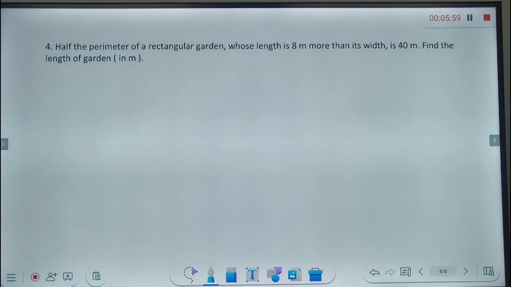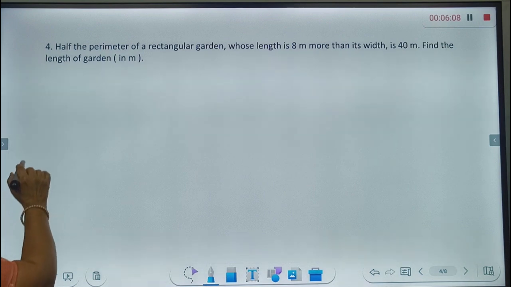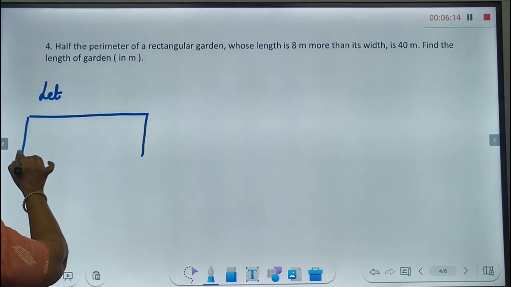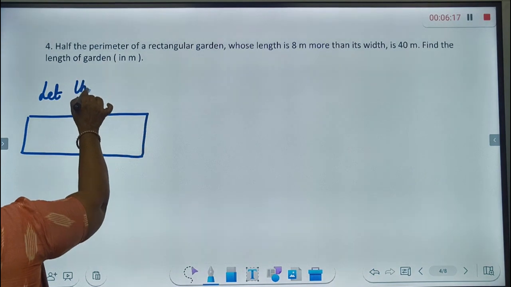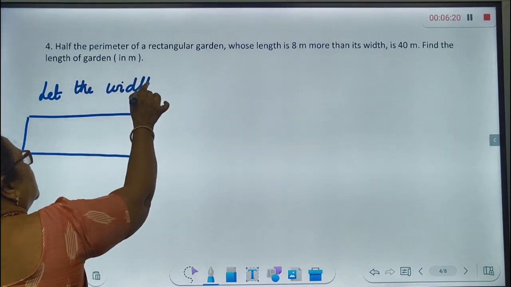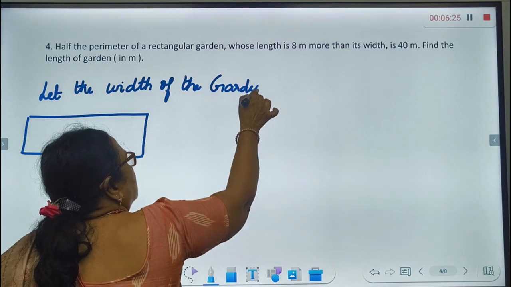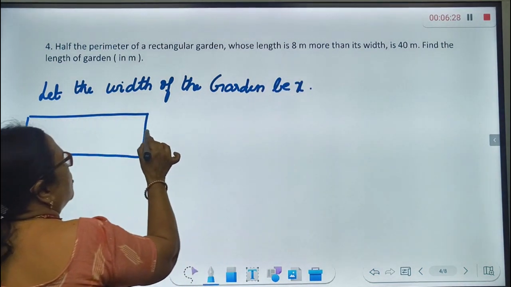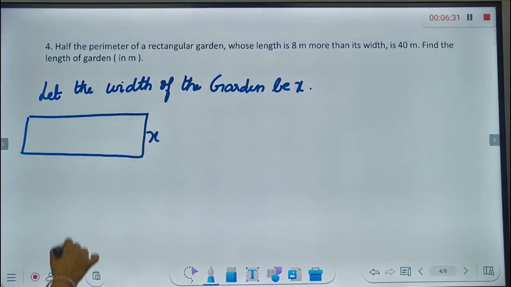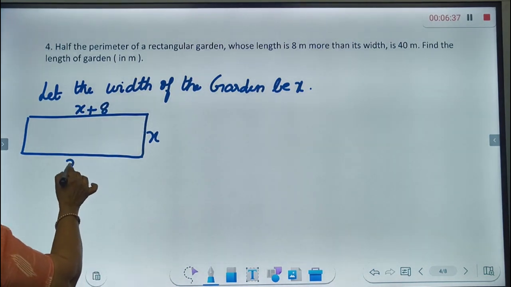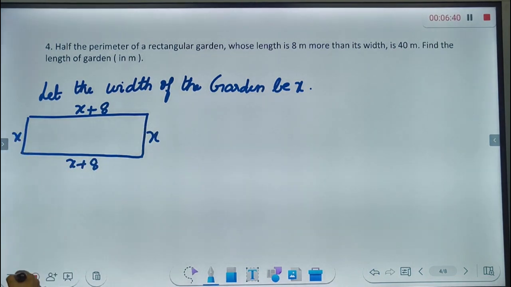Next problem. Half the perimeter of a rectangular garden whose length is 8 more than its width is 40. Find the length of the garden. Okay. So the garden is in the shape of a rectangle. Let the width of the garden be x. So this is x. What is the length? 8 more than the breadth. So this will be x plus 8. That means this is also x plus 8 and this is also x.